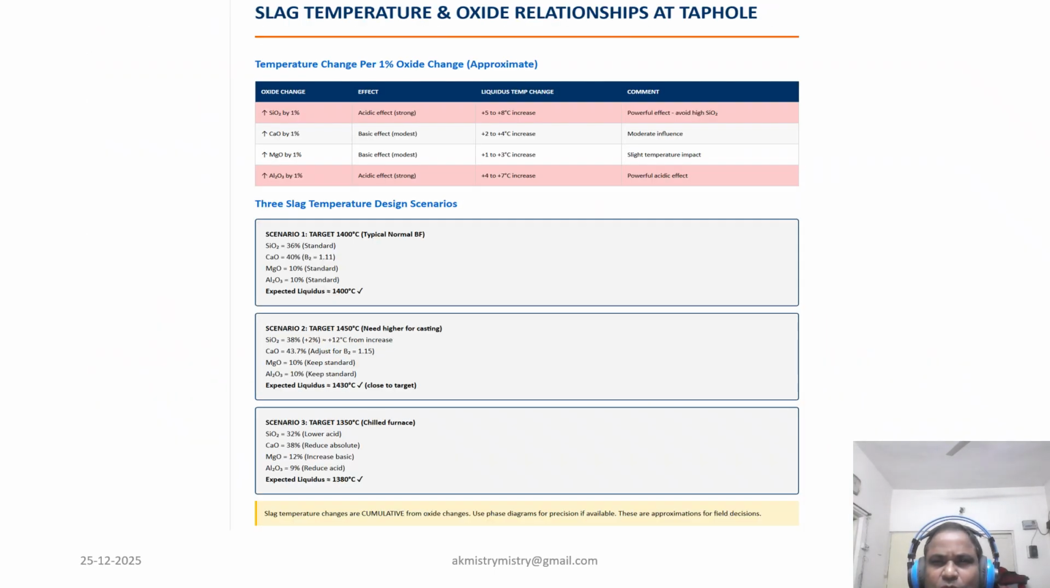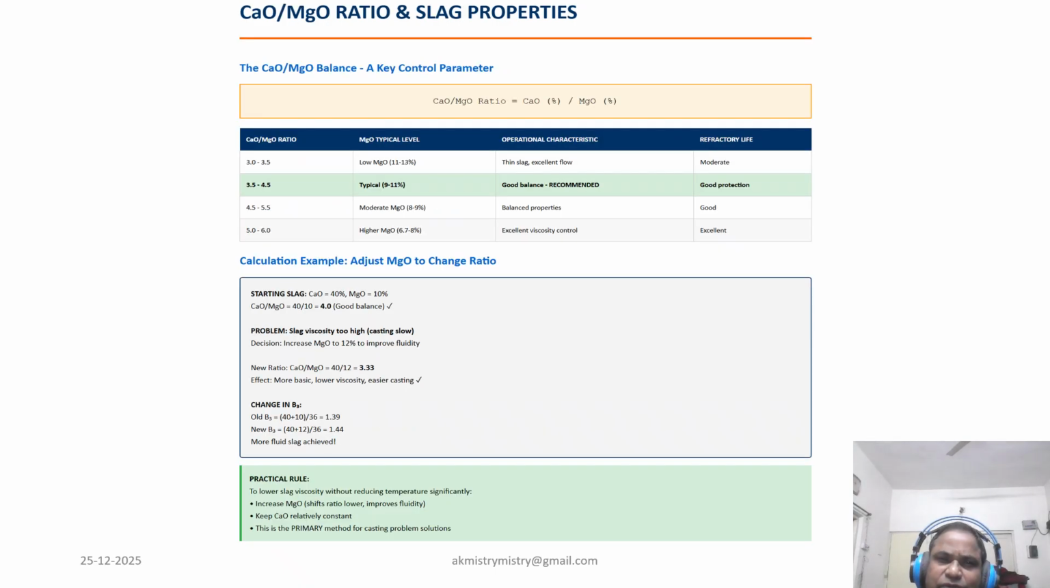Now coming to the tap temperatures, this is also very important, and each 1% oxide shifts temperature by a wide margin. Silica adds 5 to 8 degrees centigrade, alumina adds around 4 to 7 degrees. Though it looks very simple to design slag for 1350, 1400, 1450, it depends on the furnace condition. So understanding these changes and their effect on temperature is very important in designing the blast furnace slag.